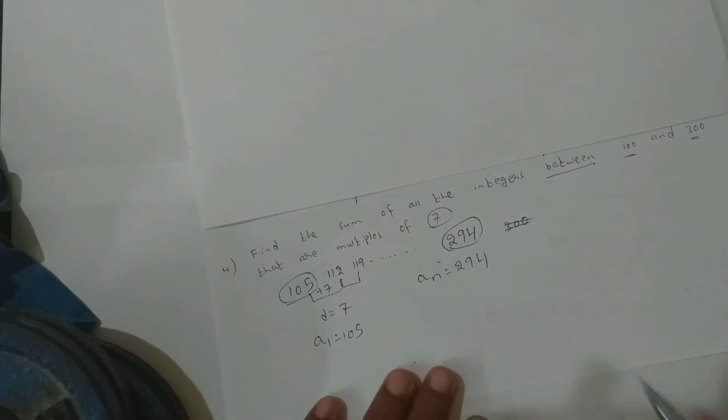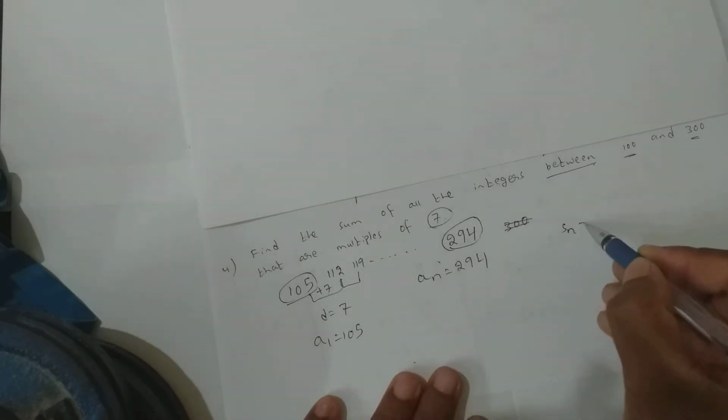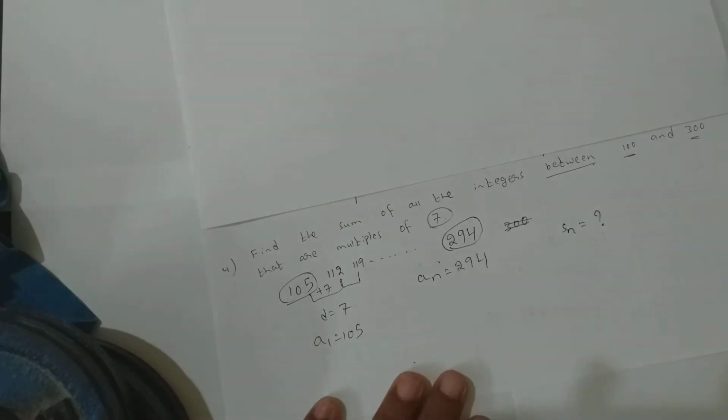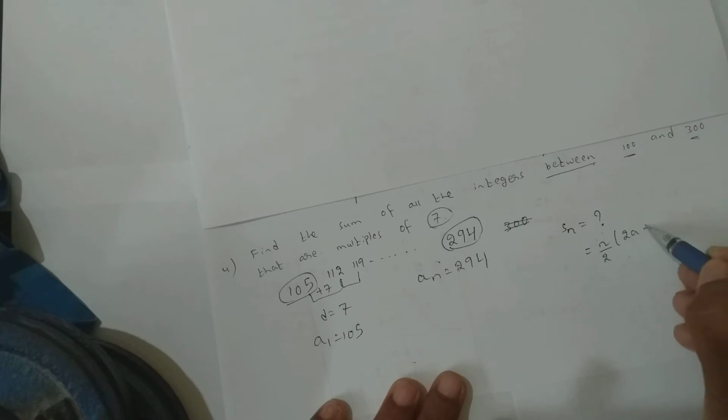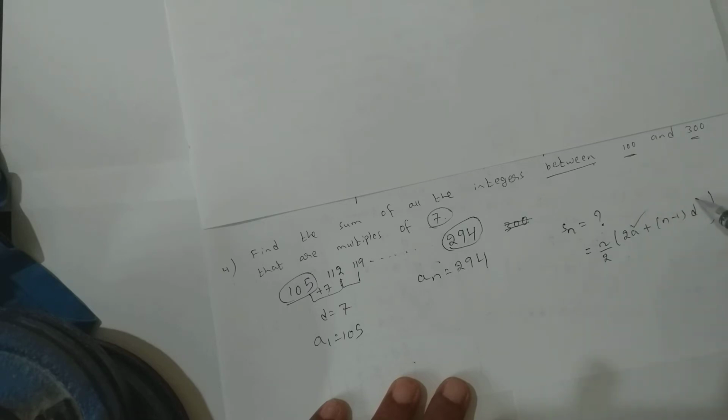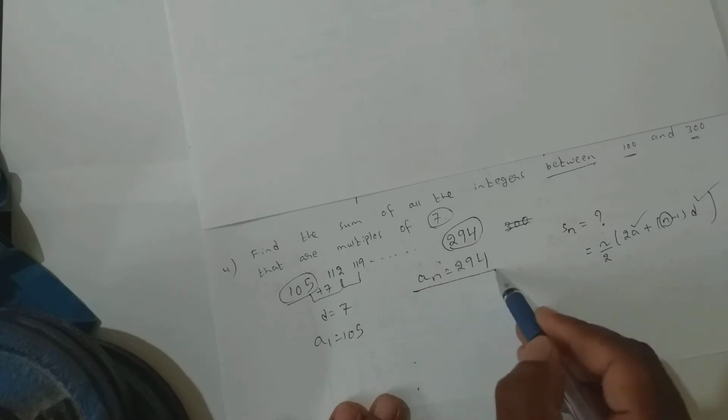Now the sum of all the integers means Sn equal to question mark. That's what I need to find. Now what is the formula for Sn? n by 2 into 2a plus n minus 1 into d. What all do I have? I have the a value, I have the d value. If I know the value of n, I can place it in here and get the answer. What should I make use of to get the value for n? I should make use of this one.